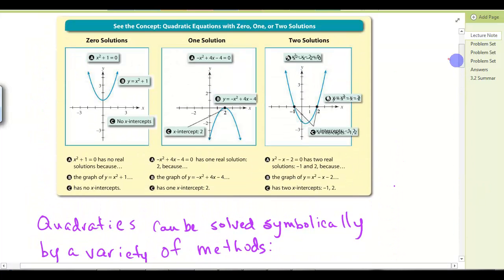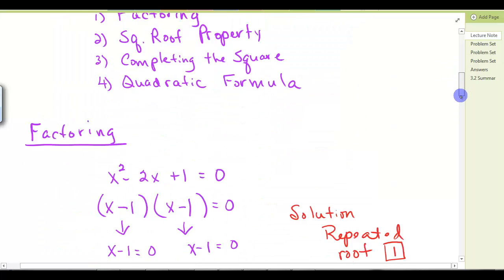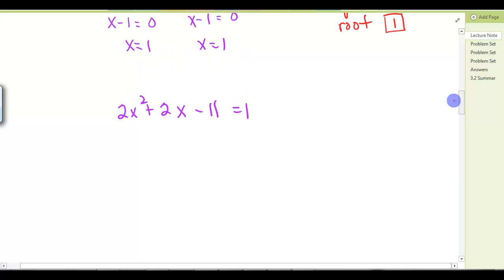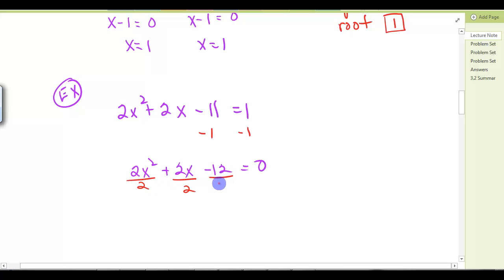Now that looks like this picture here where we went up and hit. So it would be hitting at 1. That's what that one would look like. All right, how about this one? Whenever we solve this one, we want to be sure that it's equal to 0 at the start. So our first thing would be to get this -1 over here. So we would have 2x squared plus 2x minus 12 equals 0. Then we should note that these are all even, and we could divide every piece by 2 to simplify it.